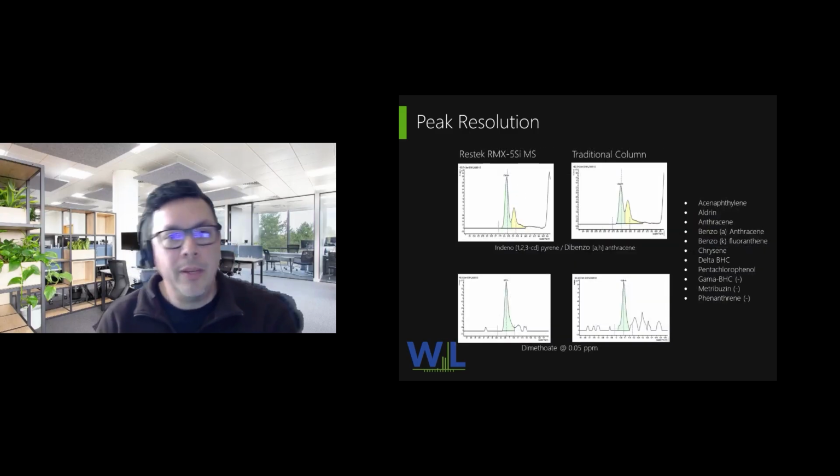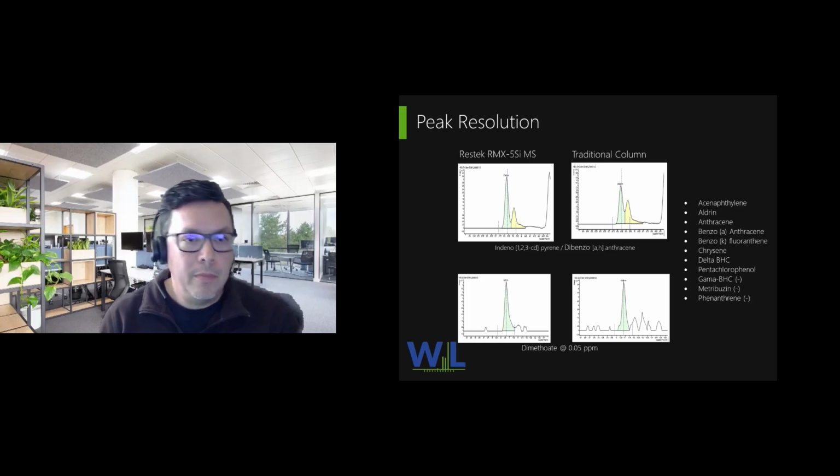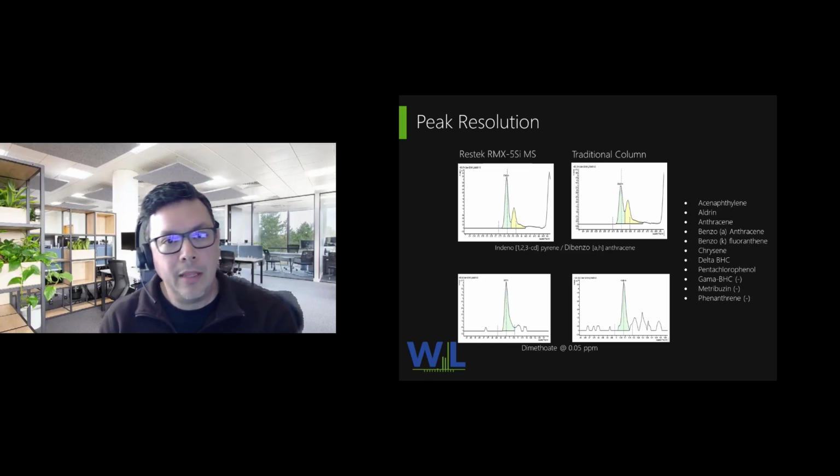These are not isomeric peaks, but they're coeluting peaks. Indeno(1,2,3-cd)pyrene and dibenzo(a,h)anthracene will resolve on the RMX column, and the traditional column still struggles a little bit.